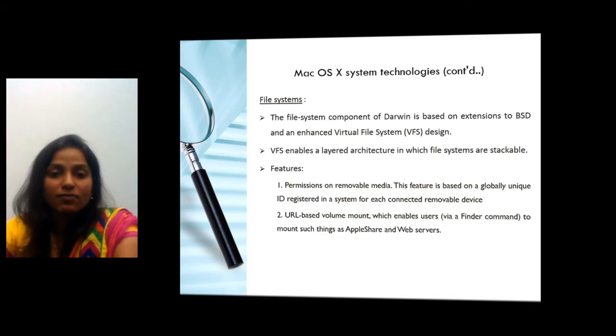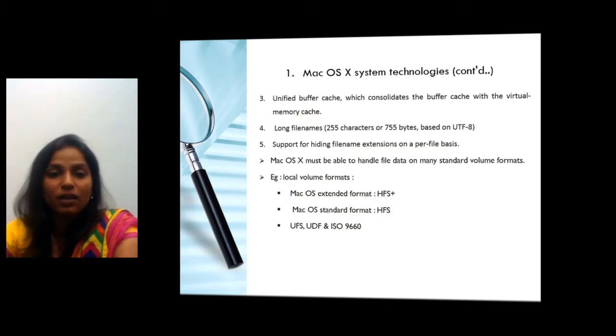File systems. The file system component of Darwin is based on extensions to BSD and an enhanced virtual file system design. VFS enables a layered architecture in which file systems are stackable. The main features of the file system are permissions on removable media. That is, each removable media that we connect to our system is registered with a globally unique ID, and URL-based volume mounting enables the user to mount such things as AppleShare and web servers. And the unified buffer cache, which consolidates the buffer cache with the virtual memory cache.